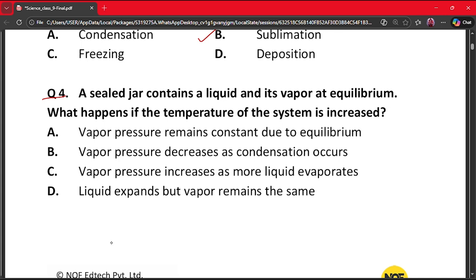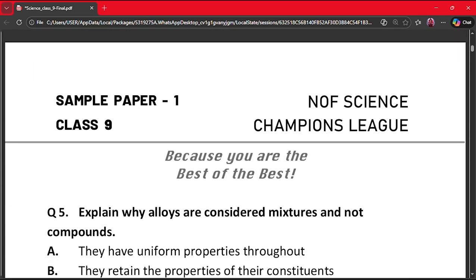Our next question is question number 4. A sealed jar contains a liquid and its vapor at equilibrium. What happens if the temperature of the system is increased? A. Vapor pressure remains constant due to equilibrium. B. Vapor pressure decreases as condensation occurs. C. Vapor pressure increases as more liquid evaporates. D. Liquid expands but vapor remains the same. The correct answer here is option number C, because higher temperature gives more energy to liquid particles and more particles escape into vapor. Hence vapor pressure increases.